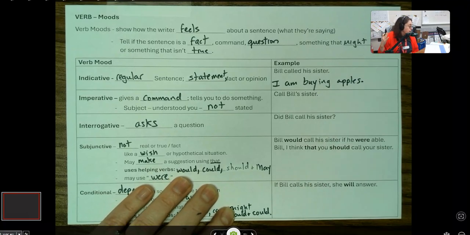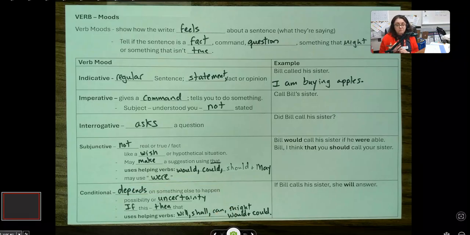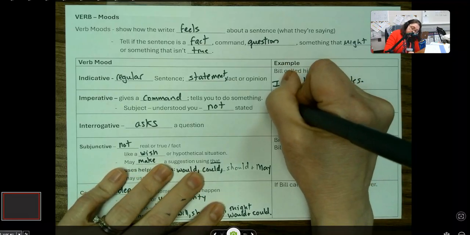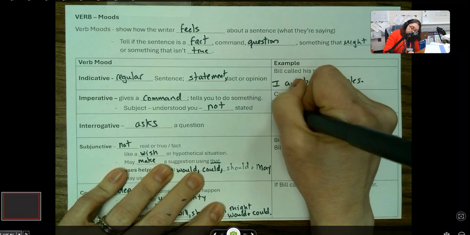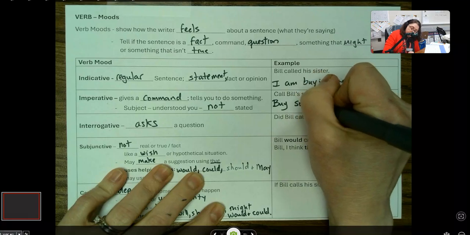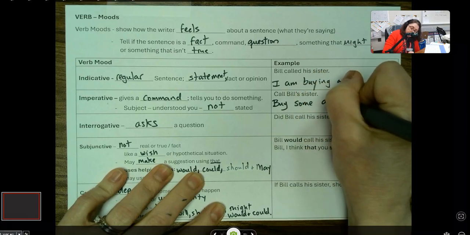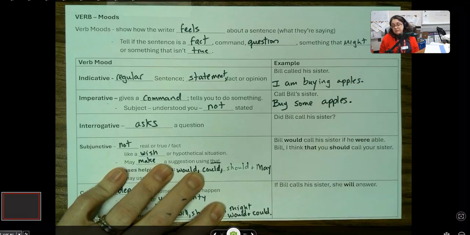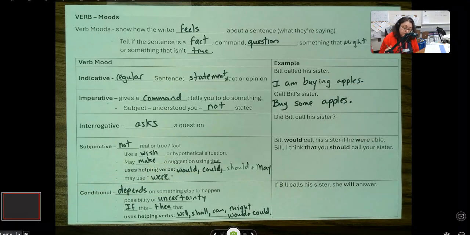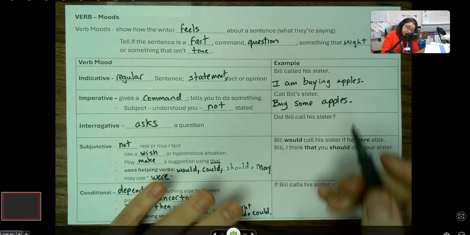Okay, so now an imperative mood type sentence would be something like, buy some apples. Maybe someone is telling me, like my husband, hey, buy some apples when you're at the store. Interrogative, did you buy some apples?